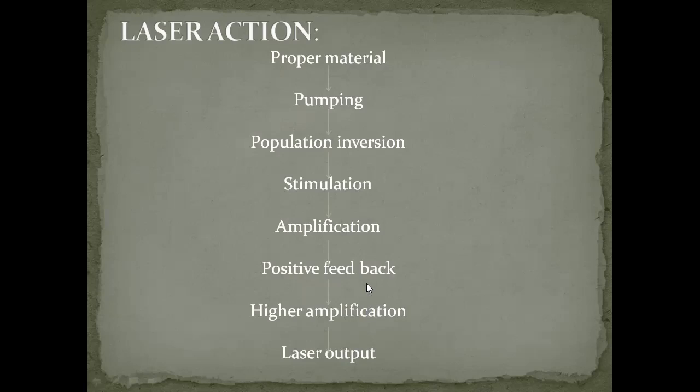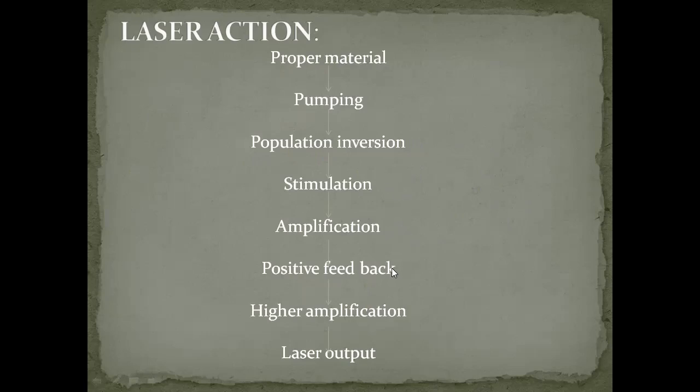So this is the process where we go for choosing the proper material. After that, lifting the atoms from the lower to the higher energy level. Then we will create a condition called population inversion, where the atoms in the higher energy level will be greater than the number of atoms in the lower energy level. Then once the population inversion is created, it goes for stimulation. Stimulation means 1 photon will get doubled as 2 photons. These 2 photons mean that amplification of photons happens.